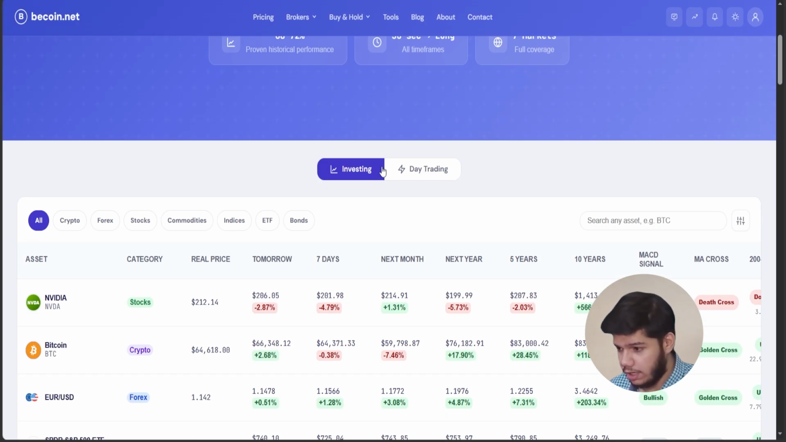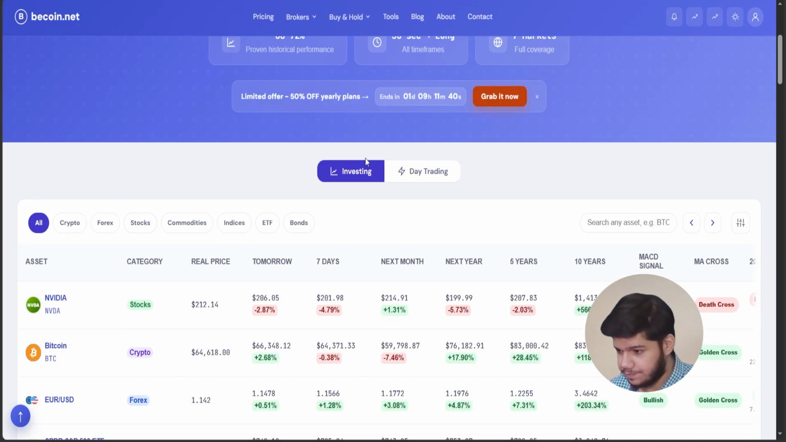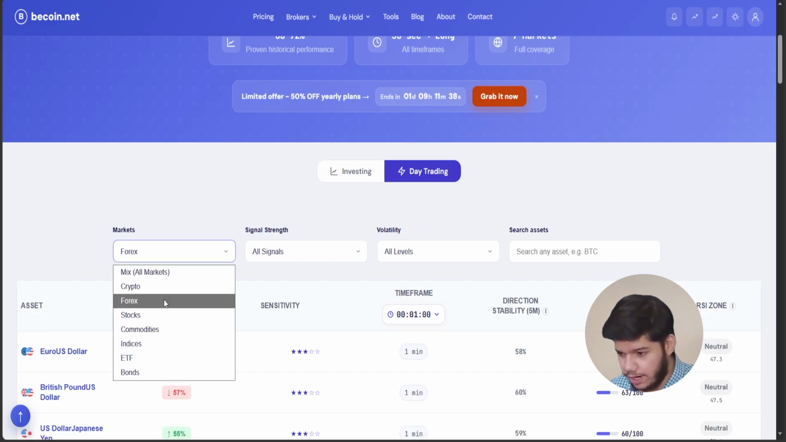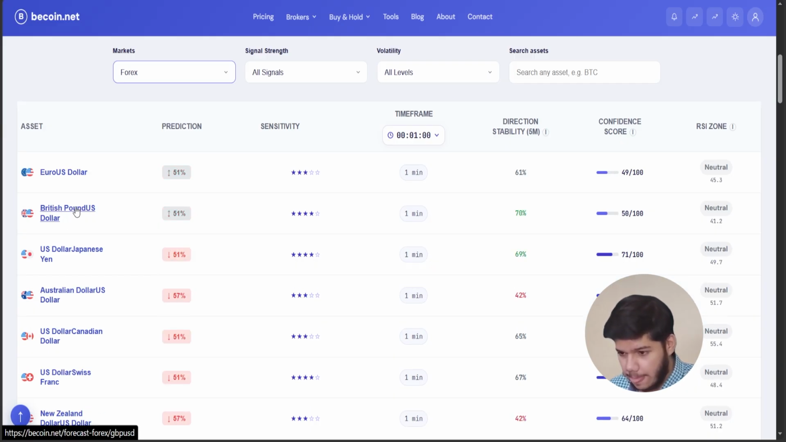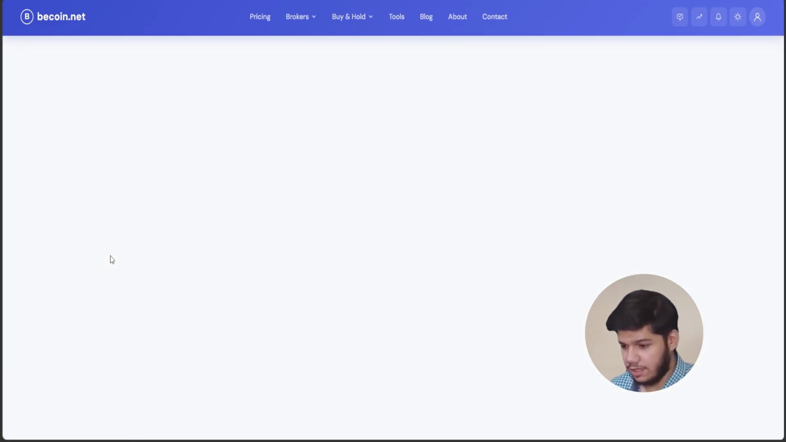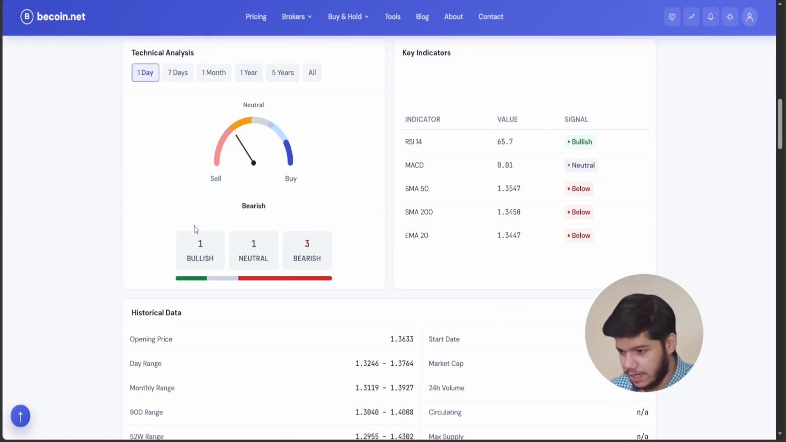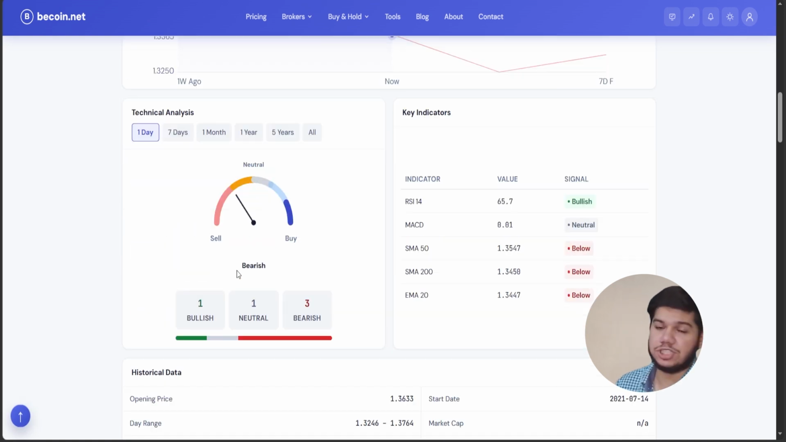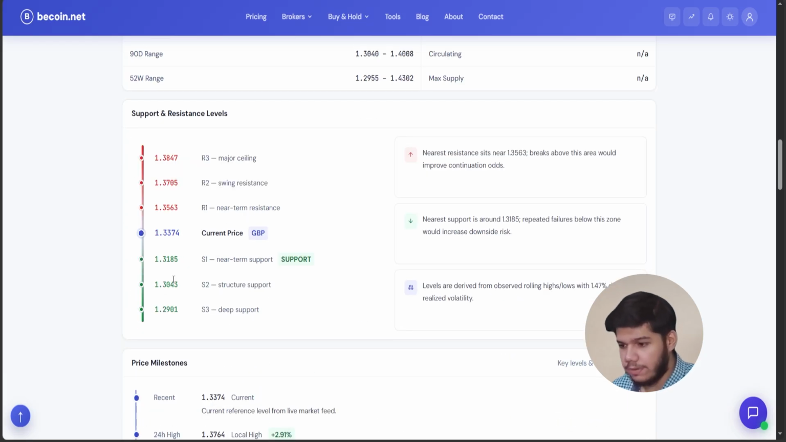Let me show you. Come to the day trading section. Right here, select Forex, and now you can see the Great British Pound as well. Let me select it. I scroll down a little bit. Here you can see the price is pretty much neutral. So you can also check the key indicators, numbers all listed right here, and scroll down a little bit and you can find the support and resistance levels. Same as the previous one, you can check for all the pairs.